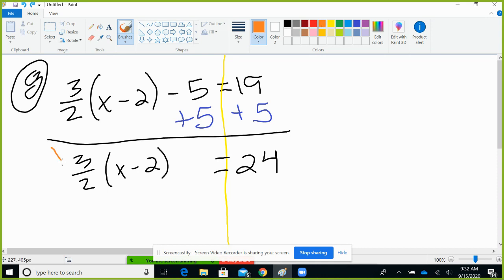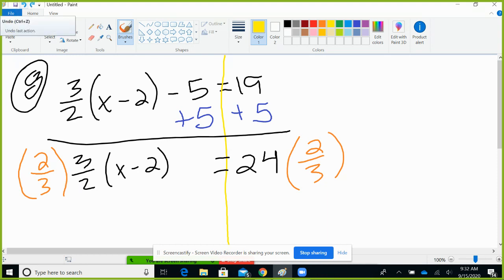See if this makes sense. I can multiply both sides. Well, look at what I'm multiplying by. I'm multiplying it by the reciprocal, right? I flip these numbers over.